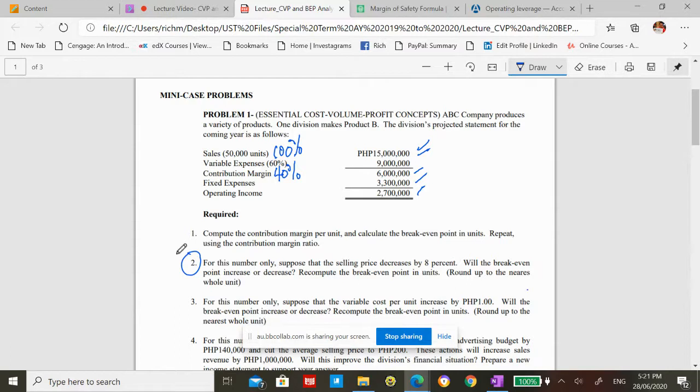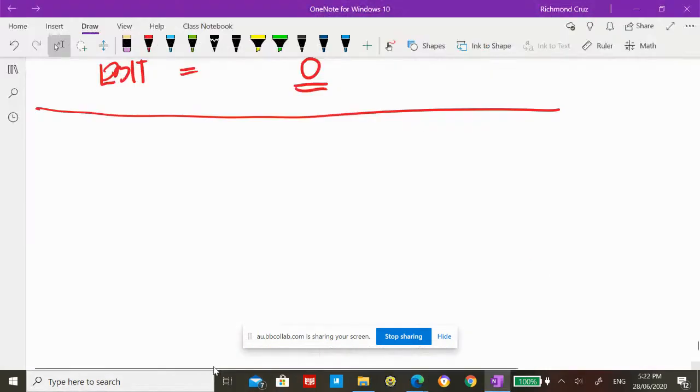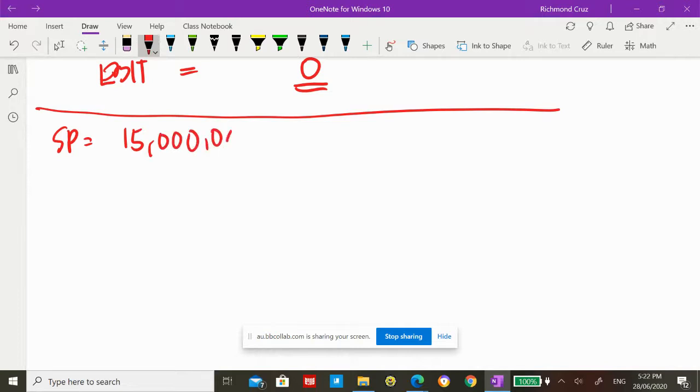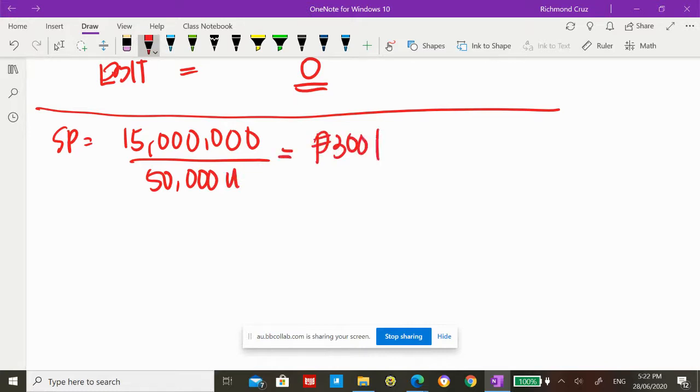To the whole unit. So according to the problem, yung selling price daw natin. So remember, our selling price is 15 million. So this is number 2. So yung selling price natin kanina, that's 15 million pesos. I-divide natin ng 50,000 units. And that will give us, I think, 300. So this is 300 per unit yung selling price.